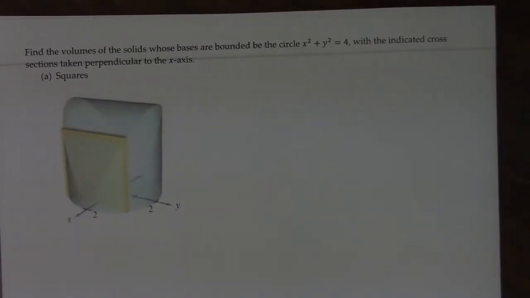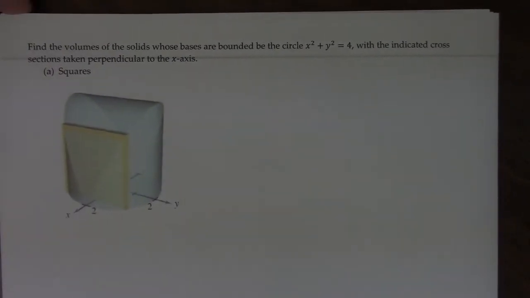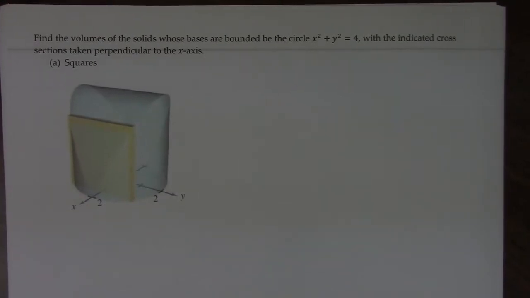All right, so let's look at a couple more of these with some different shapes. All right? So this one says, find the volume of the solids whose bases are bounded by the circle x squared plus y squared equals 4. So that is a circle with the center at the origin and a radius of 4. And we want to do it with the indicated cross sections taken perpendicular to the x-axis. So if we're going perpendicular to the x-axis, that means we're going to stay in variable x.